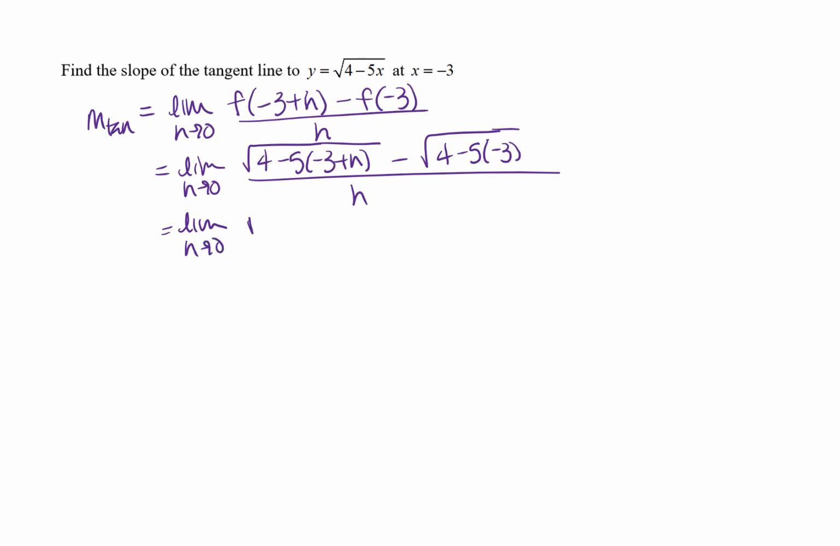Okay, so let's see. Inside these radicals, I have a little bit of simplifying I can do. I've got a 3 plus h that I can distribute the negative 5 through here. So inside that radical, I will have 4 plus 15 minus 5h. Okay, and then inside the second radical, I will have 4 plus 15, which is 19, all over h.